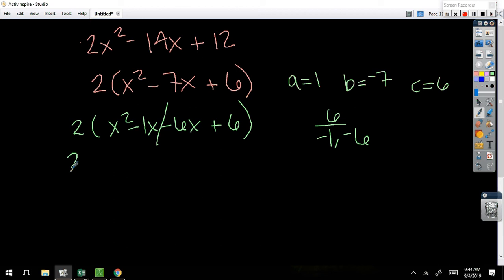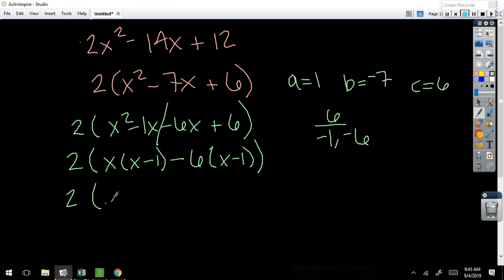What's your GCF of the first two? What's left? Keep the middle sign. What's the GCF? 6. What happens because that middle is negative? So what's left in parentheses? X minus 1. That's exactly right. X minus 1 is my common factor there. So it's X minus 1. And what's left? And you're done.